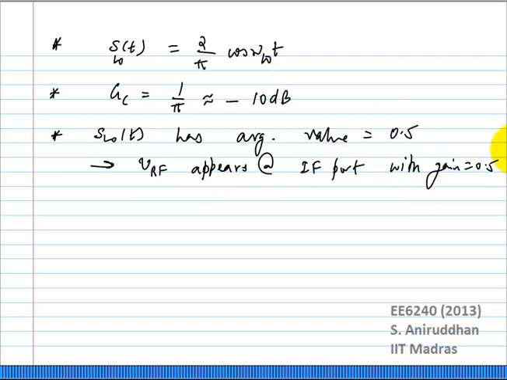RF appears at the IF port with a gain of 0.5, which is actually larger than your IF. That's just something to keep note of, because the gain for IF is 1 over 3.14, 1 over pi. If you have some kind of even order distortion prior to mixing, in the mixing path, that will get directly translated to your output port.